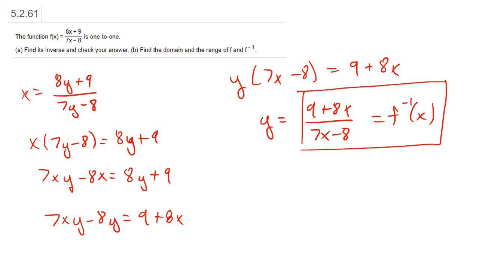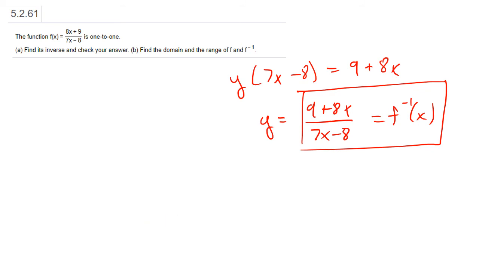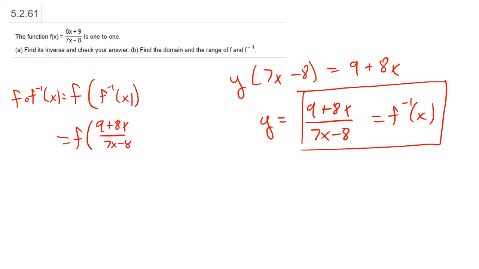To check that we have actually found this correctly, we just need to compose f with f inverse or f inverse with f. We've done this several times now, so in the interest of time, I'm not going to do both. We'll just do one. So let's go ahead and check. Let's just do this order, f composed with f inverse. So this means f of f inverse of x. We just found a candidate for f inverse of x to be (9 plus 8x) over (7x minus 8).